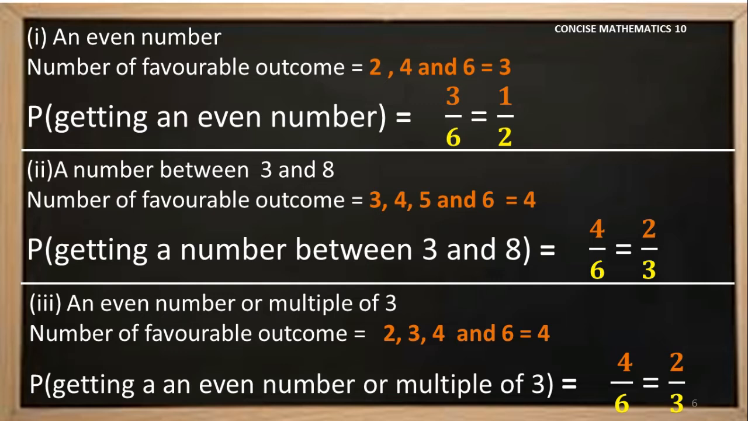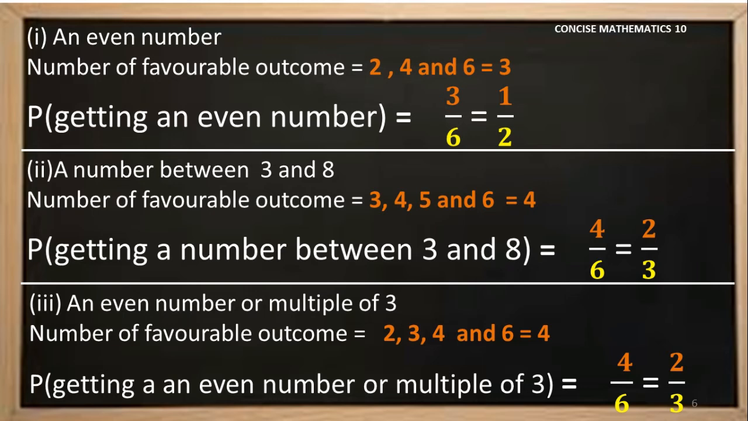The next number is 3. 3 is a multiple of 3. Hence, we can write down 3. Next, it is 4. 4 is an even number. We can write down 4. Next number is 5. 5 is neither an even number nor a multiple of 3. So, 5 is ruled out. And the next number is 6. It is an even number as well as a multiple of 3.